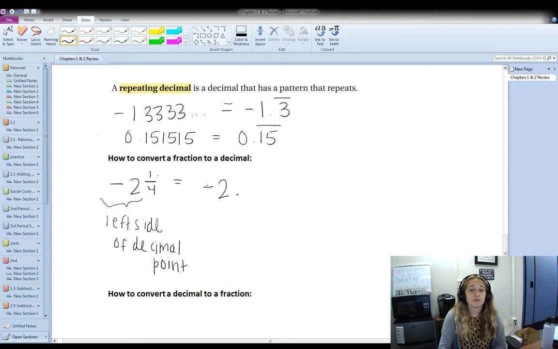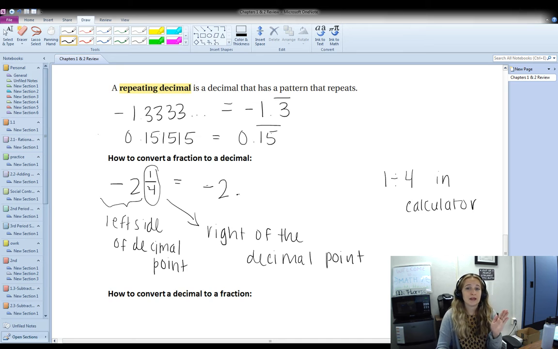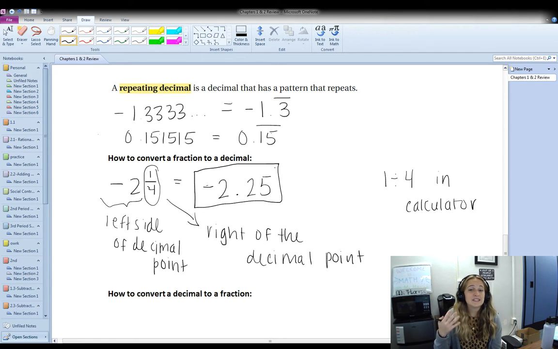The fraction, what do we do with the fraction? Well, the fraction is always going to be to the right of the decimal point. And how you're going to get that is you are going to do 1 divided by 4 in a calculator, and that's going to give you your decimal part. If you do 1 divided by 4 in your calculator, you should get 0.25. But remember, our whole number is negative 2, so that's on the left. So we just write everything that's to the right of the decimal point, so that would be 0.25. So negative 2 1/4 written as a decimal is negative 2.25.